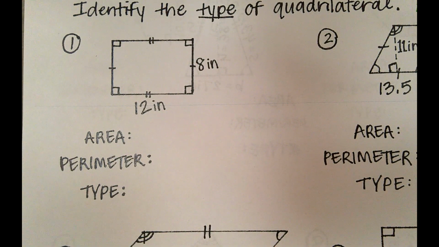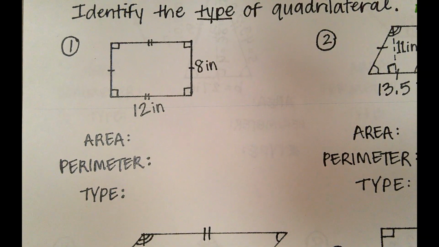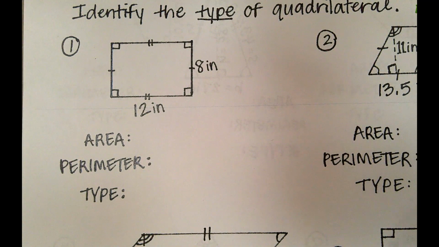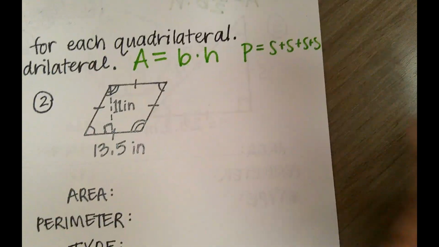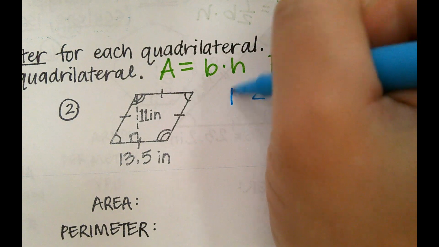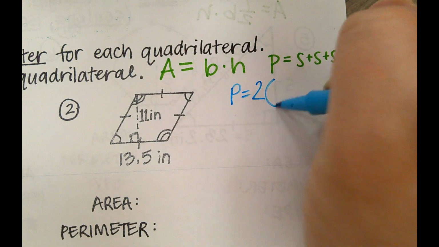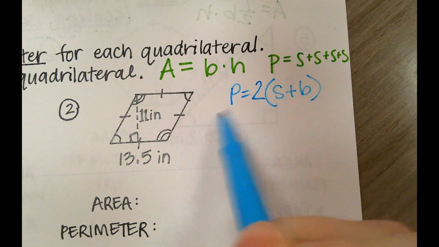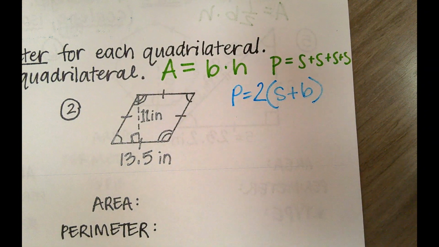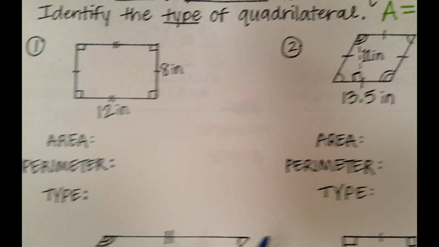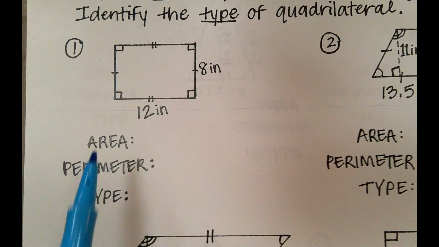So for number 1, how would I find the area? Which one's my base? Which one's my height? Wait a minute. I thought perimeter was 2 parentheses S plus V. That is another way to do it. I wasn't sure if I put that in that video or not. Another way to do perimeter is 2 times side length plus the base. There's multiple ways to do perimeter. But yes, thank you for bringing that up. Okay, so let's look at area.